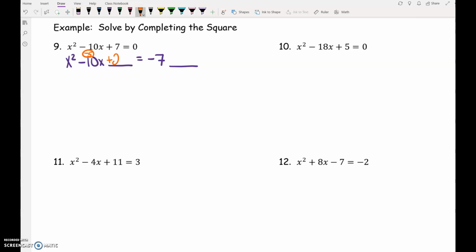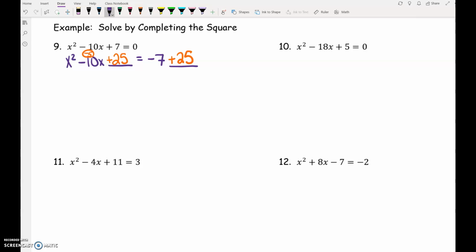Negative 5. What is negative 5 times itself? 25. Positive 25. Now, if I just add 25 to one side of the equation, an equation is supposed to be balanced. So if I add 25, now the equation is totally unbalanced. How do I rebalance it? Add 25 on the other side as well. So once you figure out that 25 is the number, add 25 to both sides.